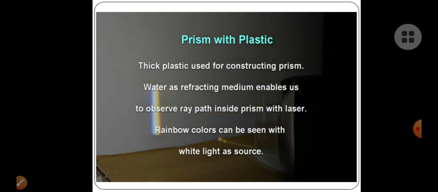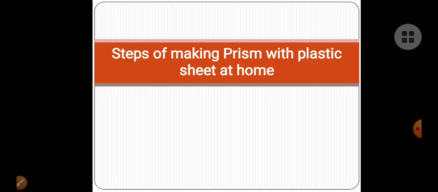So thick plastic used for constructing the prism, and water as refracting medium, enables us to observe the ray path inside the prism with a laser. We can experience it with laser light as well as according to the visibility of pins on the other side. Rainbow colors can be seen with white light as a source. Now, steps of making a prism with plastic sheet at home.